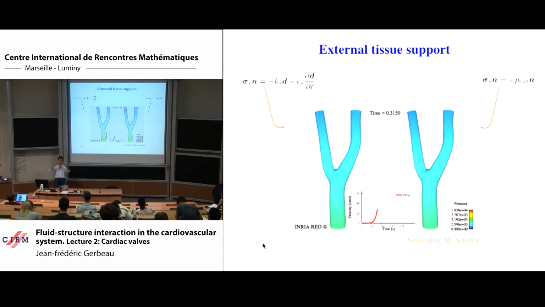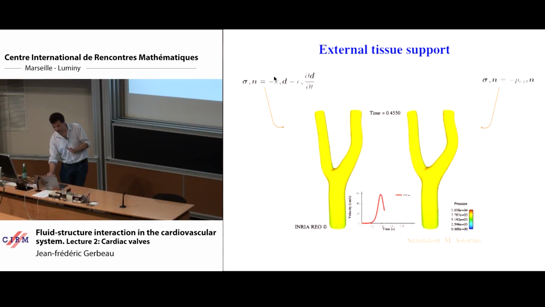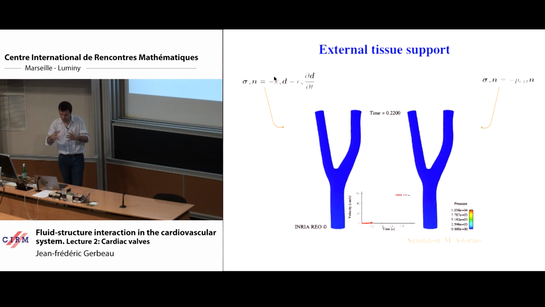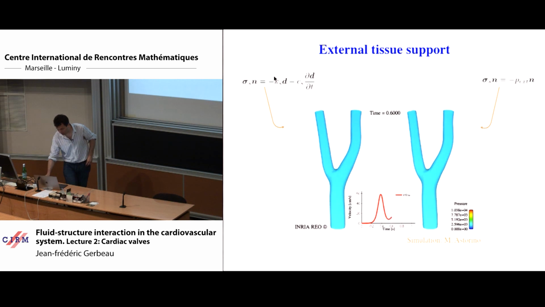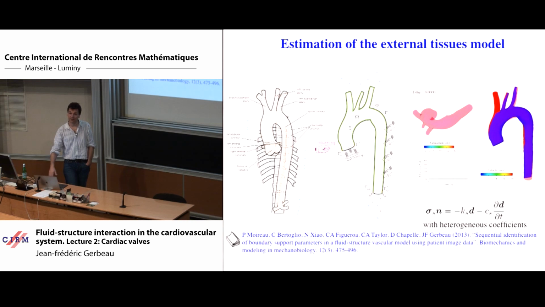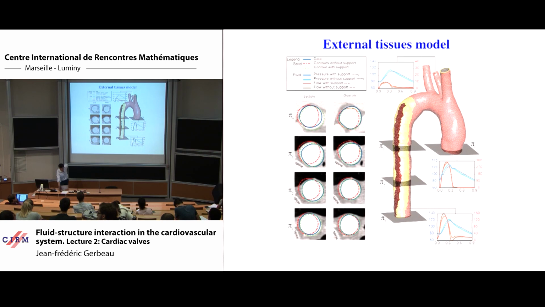You remember the strange movement of the carotid artery that was due to the fact that I used a constant pressure outside. Now with this very simple external tissue model, you recover something that looks more realistic, and something that can be estimated, again, with the data assimilation procedure. Okay, so this is the example we run with this external tissue support model.